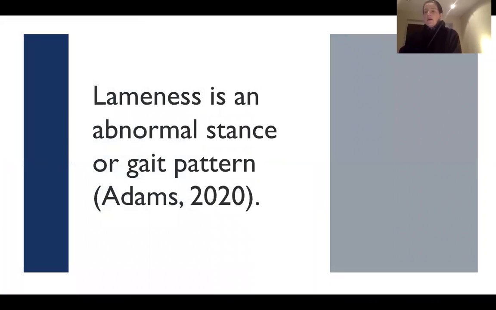Lameness, therefore, is an abnormal stance or gait which is caused by a structural or functional disorder of the locomotor system. It could be caused by trauma, acquired disorders, infection, metabolic disorders, or nervous or circulatory system diseases.